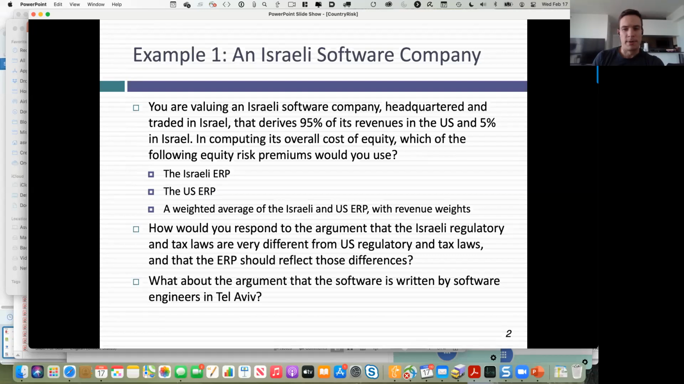I guess I'd just respond by saying that, to the extent that the regulatory and tax laws in Israel influence the bottom line of the company, if it's 95% in the US and 5% in Israel, then really just weight that by 5%, and then you're accounting for it. So you're saying the revenue weights will work for that as well. What about the fact that their employees are all in Tel Aviv?